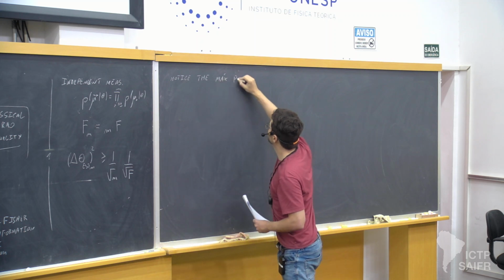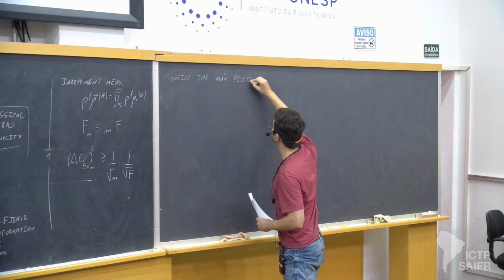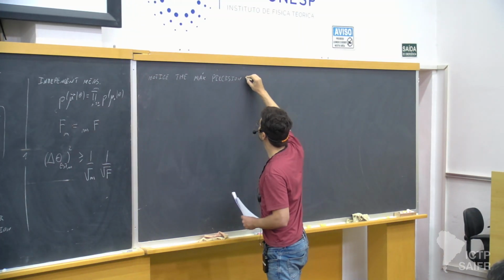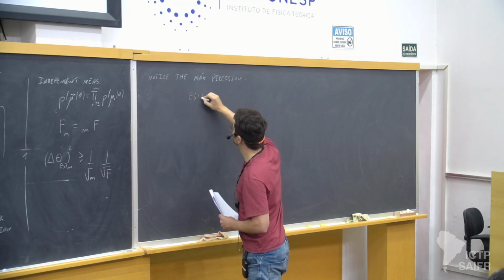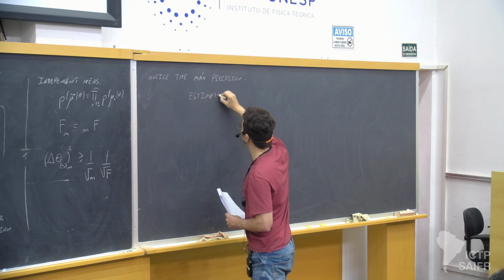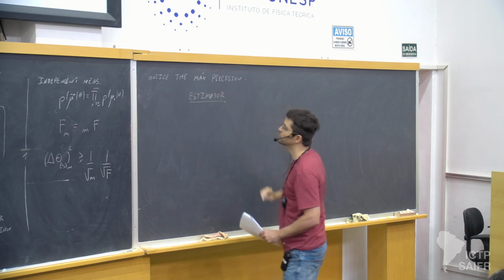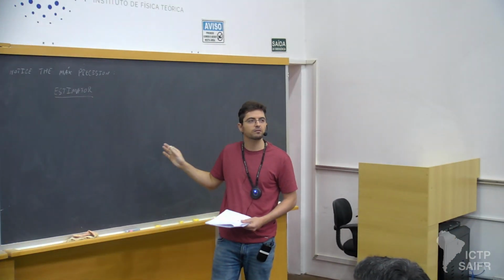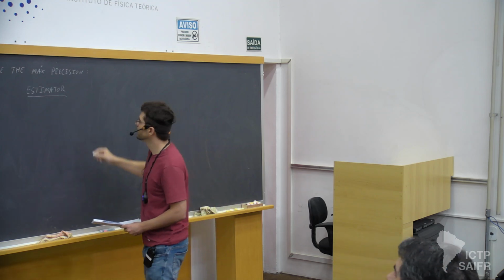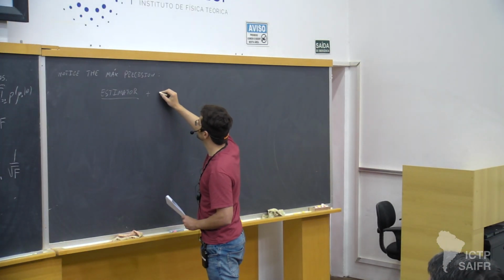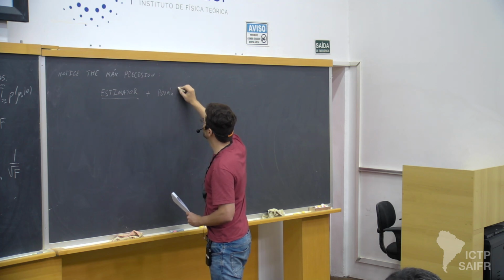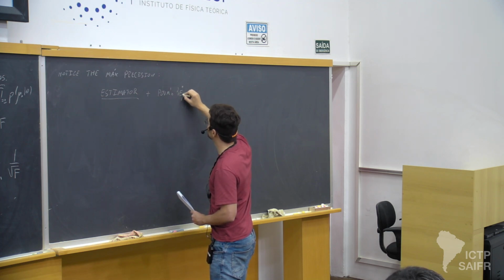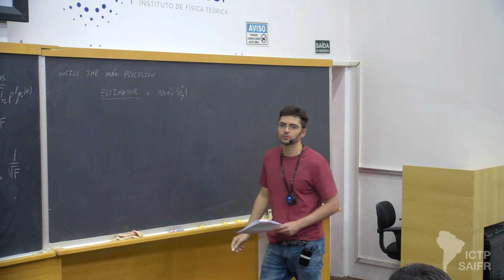But we see essentially that the maximum precision for any estimator protocol is going to depend, one, on what is the estimator that we are choosing. It could be the mean value, method of moments. And the other one is what is the set of observables that we're looking at. What's the set of POVM operators?